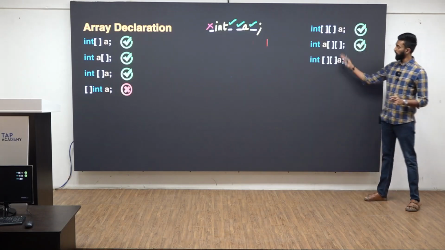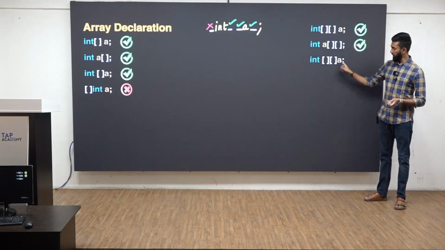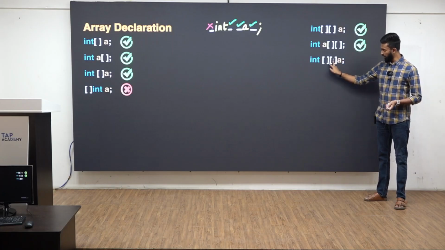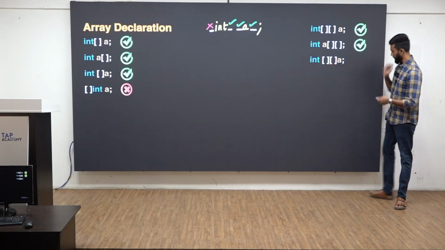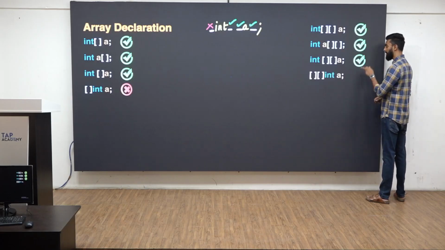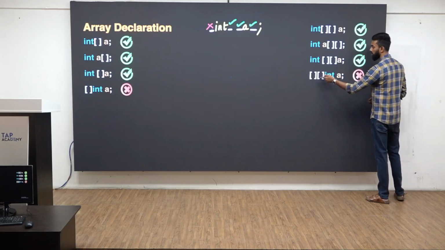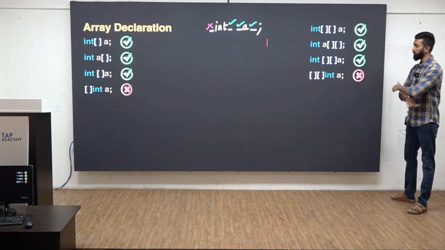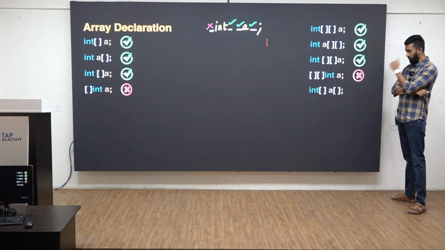Valid. You can put it before A also. And see, read, A is a two-dimensional array of integers. Correct. Next, tell me, valid or invalid? 100% invalid. One bracket also can't come here. Now I'll show you something interesting. Tell me, valid or invalid?